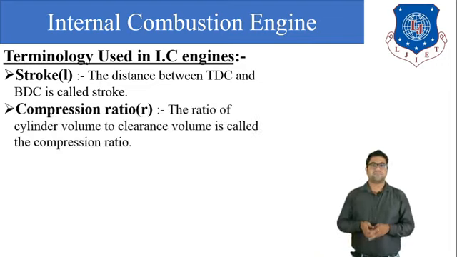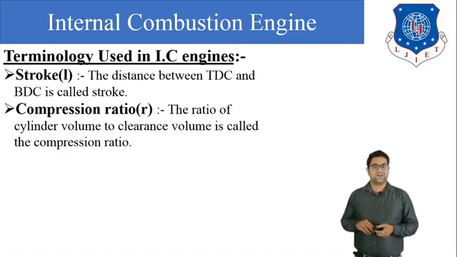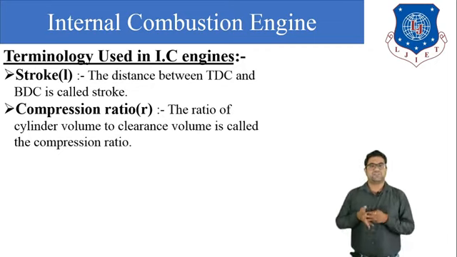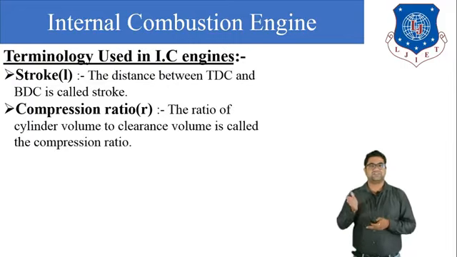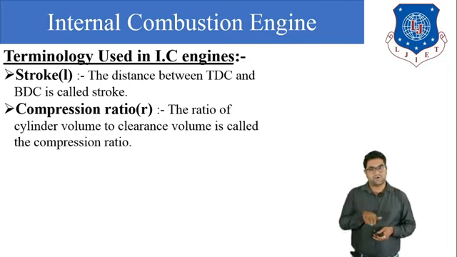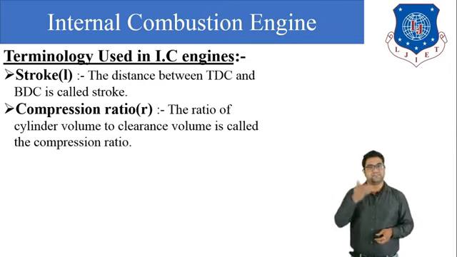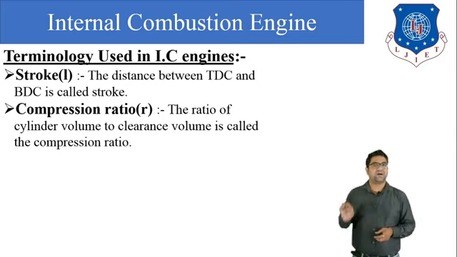Next is the compression ratio. The term compression ratio we have already learned in chapter number 5, heat engine, when we were discussing the Otto cycle and the diesel cycle. So what is the compression ratio? Compression ratio is the ratio of total volume to the clearance volume. And we know the total volume is Vc plus Vs, clearance volume plus swept volume, divided by clearance volume. That is known as the compression ratio r.